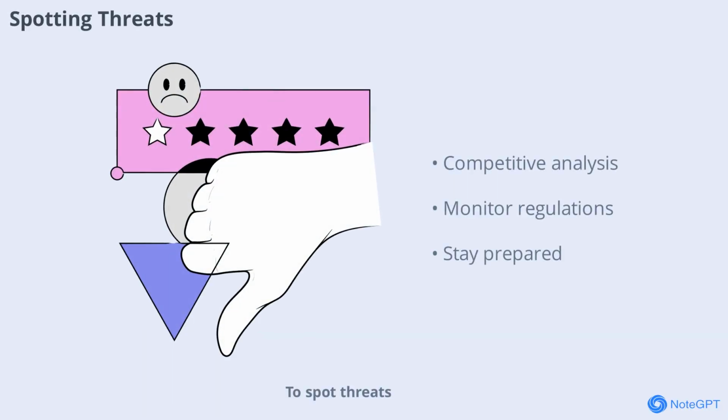Spot threats. Analyze your competitive landscape and monitor changes in the market. Watch for new entrants, disruptive technologies, or shifts in regulations that could affect your business. It's also important to consider economic trends and global events that might pose risks. By regularly reviewing these factors, you'll be better prepared to respond quickly and effectively. Remember, the goal is not to be fearful, but to be ready for whatever comes your way.